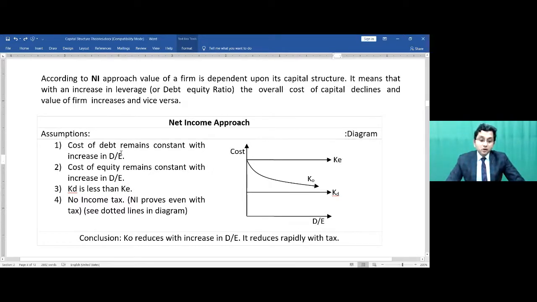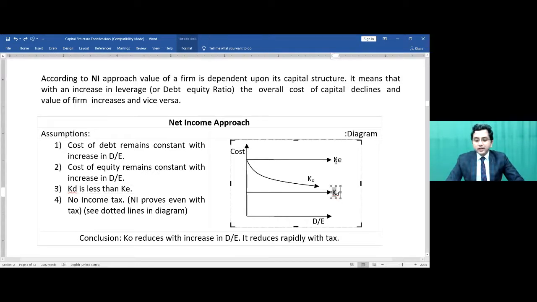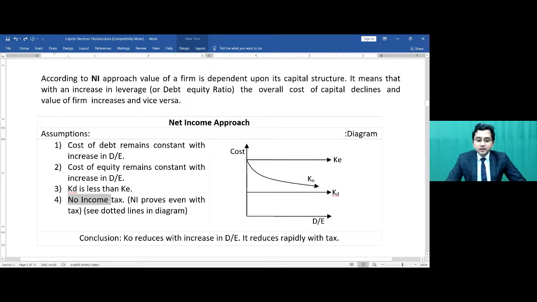So the first assumption is cost of debt is constant. The second assumption is cost of equity is constant. And the third assumption of the NI approach, whatever I highlight on the screen, you should also try to read that: KD is less than KE. Look here, the KD is on the lower side, the KE is on the higher side. And that's correct also. And the fourth assumption is there is no income tax.